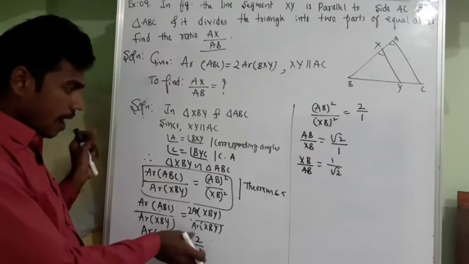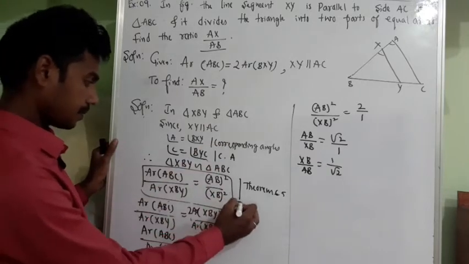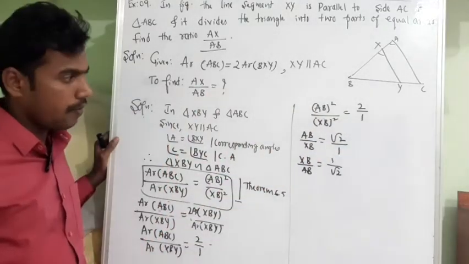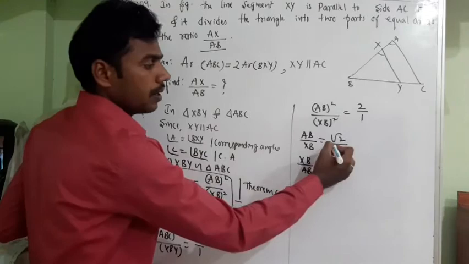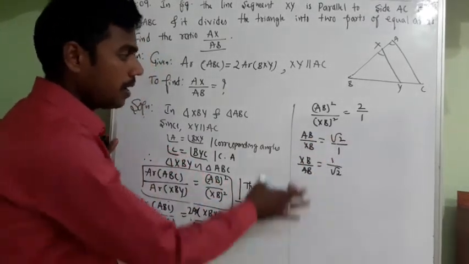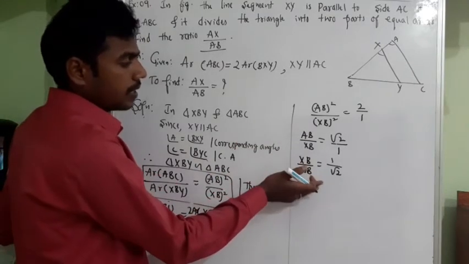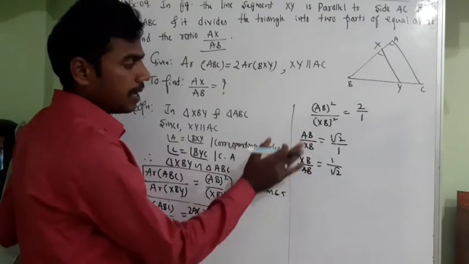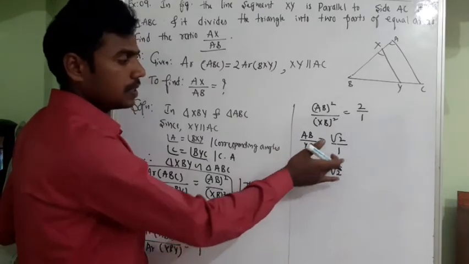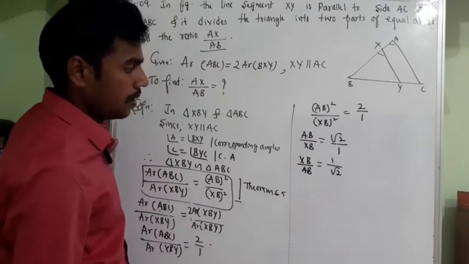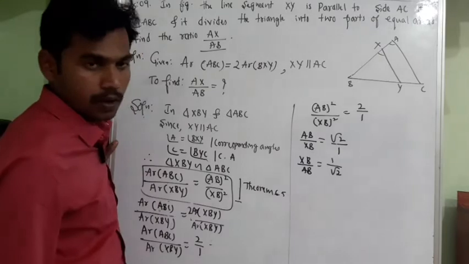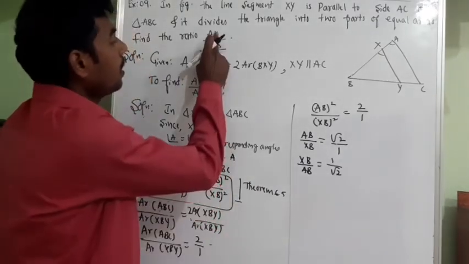So this I compared with this one. So I have written AB square divided by XB square is equal to 2 divided by 1. Once I transfer the square to the right hand side, it becomes root 2 divided by root 1. If I write the reciprocal, I'll get XB divided by AB, which is equal to 1 by root 2. So I reverse the ratio, that is XB by AB is equal to 1 divided by root 2. Now I need AX by AB.